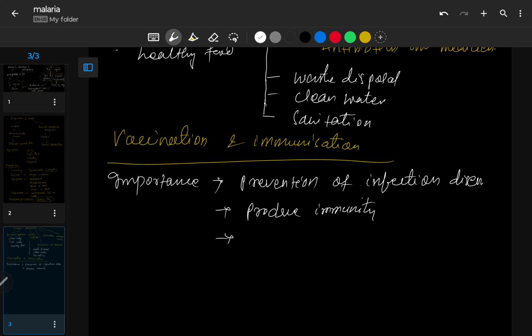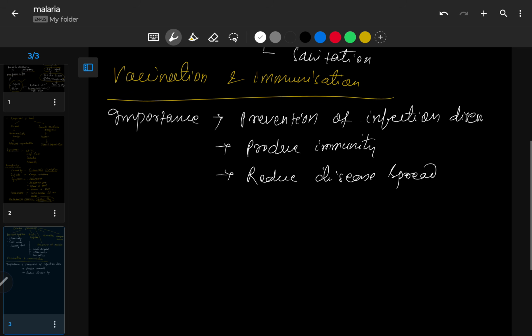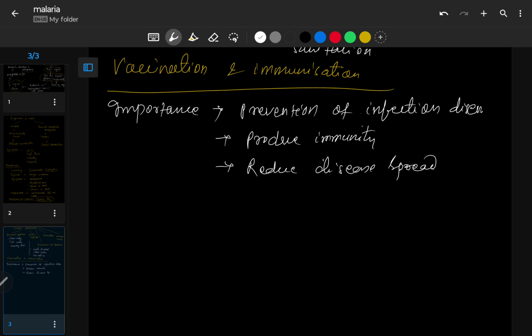And it reduces disease spread. So it reduces the spread of the disease, and it successfully controls diseases by vaccines. Some of the diseases successfully controlled by vaccines.